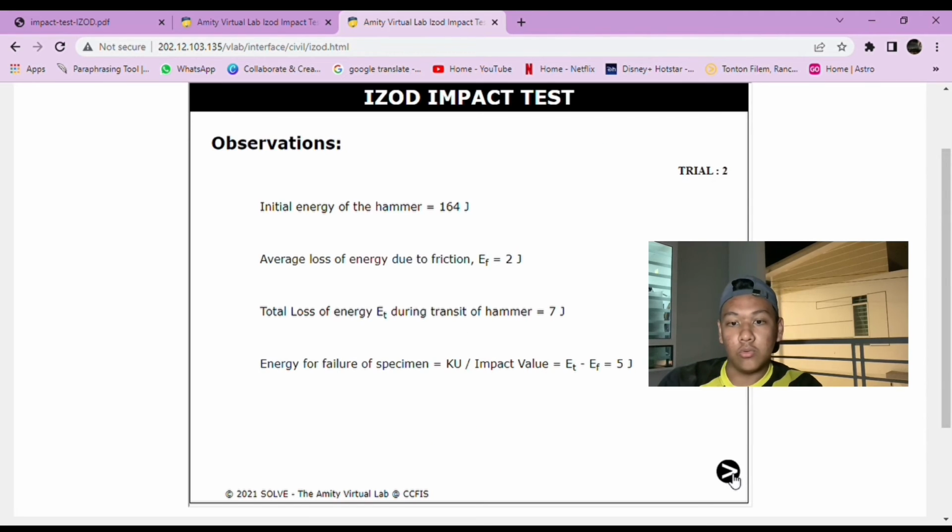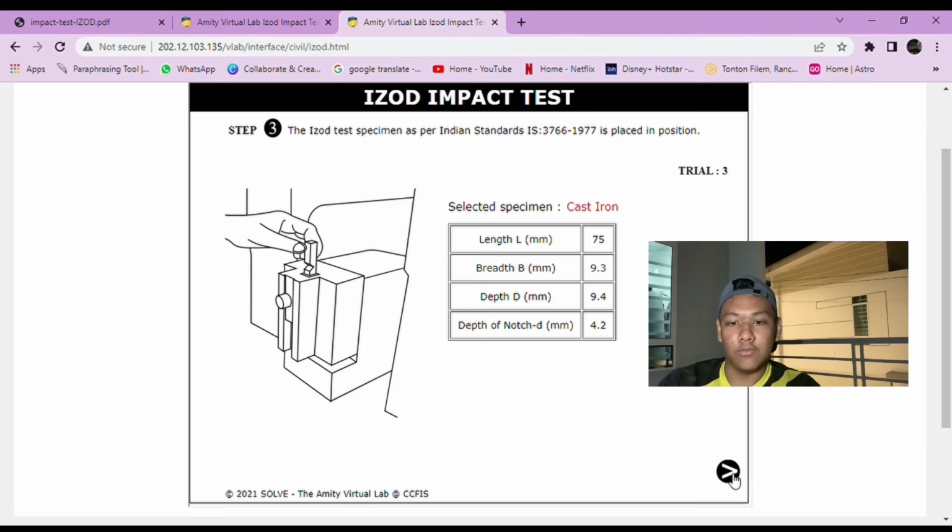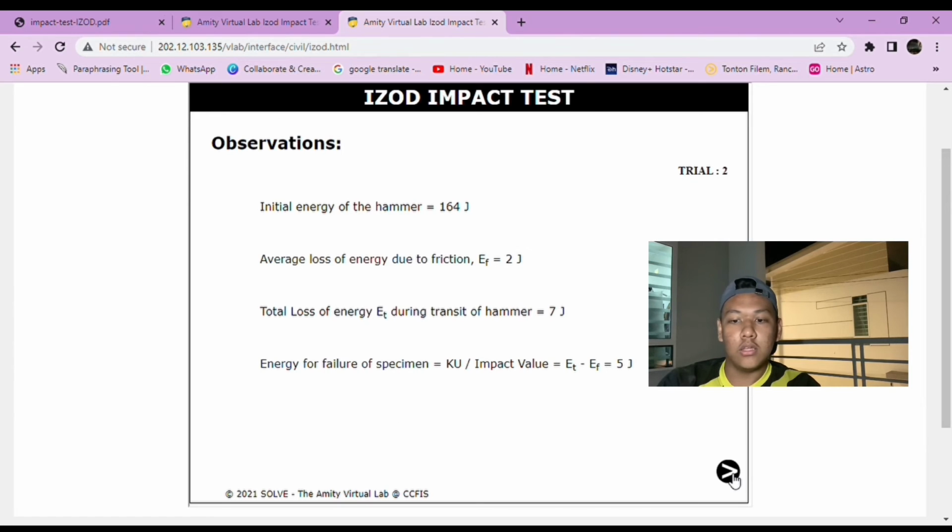Observation of trial 2. Initial energy of the hammer is 164 joules. Average loss of energy due to friction equals 2 joules. Total loss of energy during transit of hammer equals 7 joules. And lastly, energy for failure of specimen, ET minus EF, equals 5 joules.